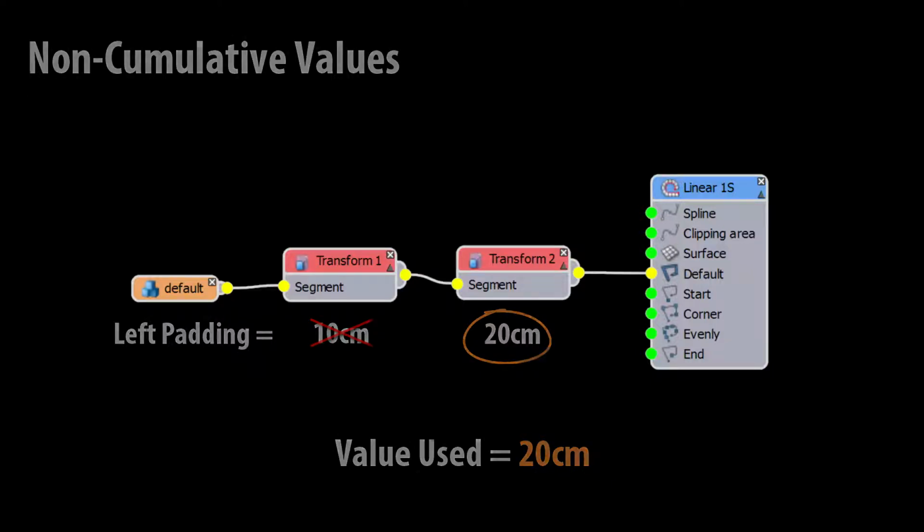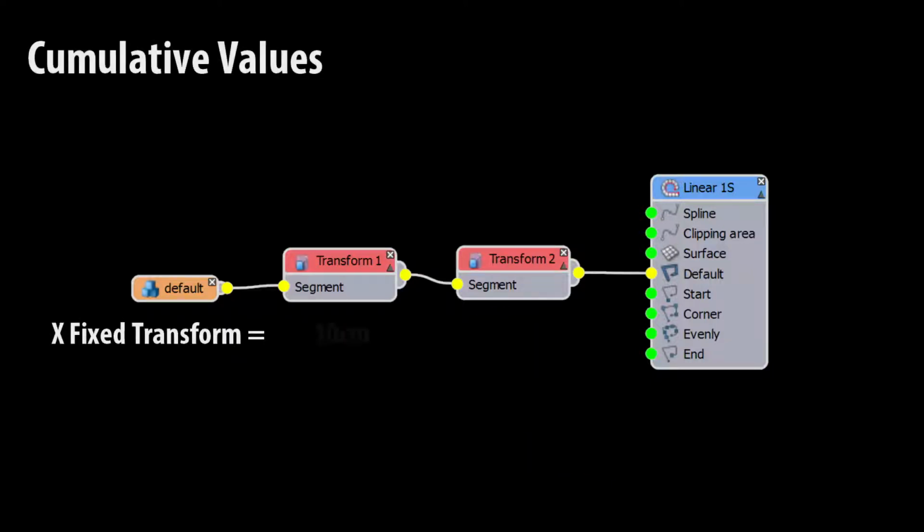On the other hand, if you set an X fixed transform value of 10 cm in transform operator 1 and a value of 20 cm in transform operator 2, then the actual value used is 30 cm. The second and the first values are added together because the transform values are cumulative. This tutorial exploits the fact that the values contained in the UVWXForm operator are also cumulative, so we can use two or more UVWXForm operators to control the U and V offsets, step values, and much more separately.